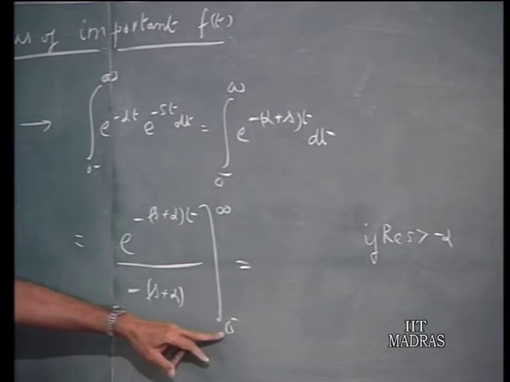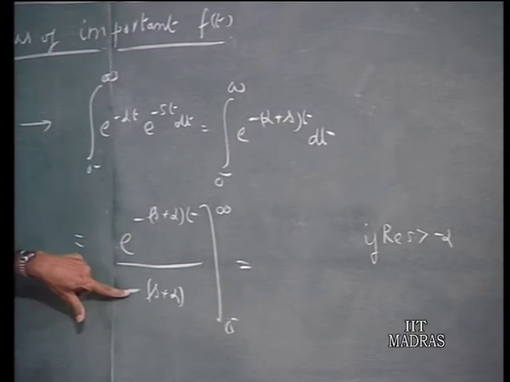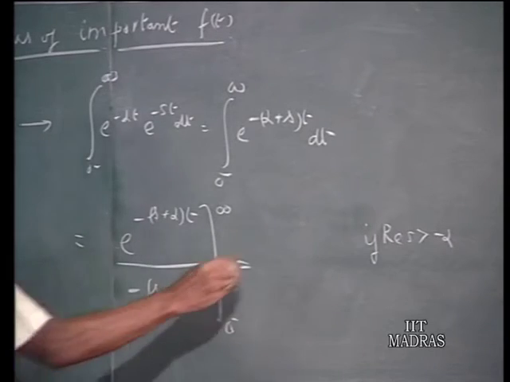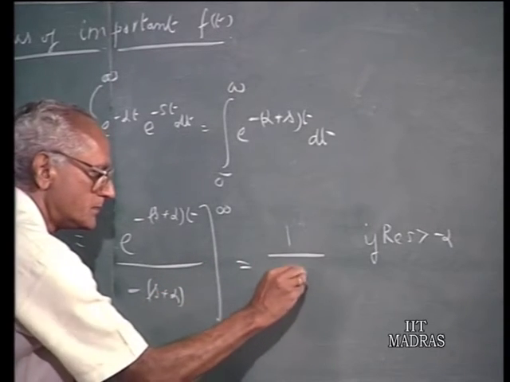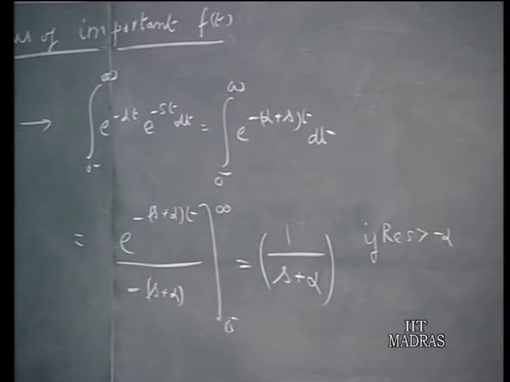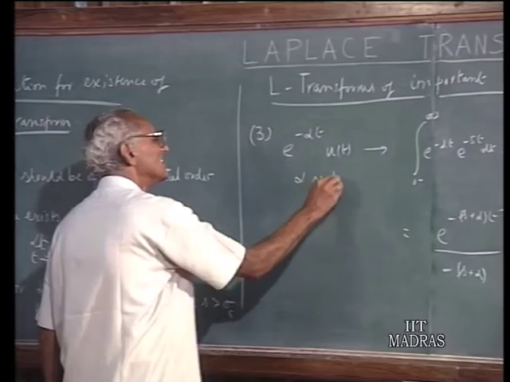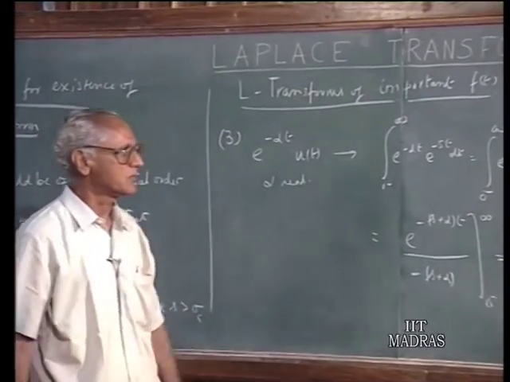At the lower limit 0, this will of course be equal to 1. Therefore, and this is a minus sign already here, this will be 1 over s plus alpha. So we have, yes, for a function e to the power of minus alpha t u(t), the Laplace transform is 1 over s plus alpha, and this integral will converge provided the real part of s is greater than minus alpha. We are taking alpha to be real in this case. If alpha is real, this is what we have.